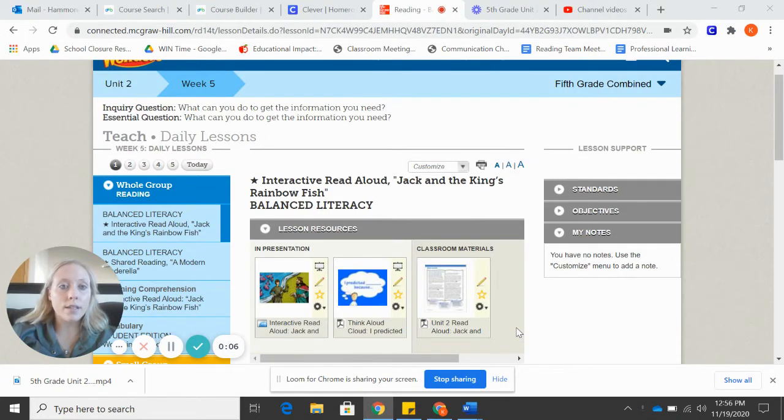Before we start our lesson, let's talk about our inquiry question. What can you do to get the information you need? So while you read your stories for this week, make sure you keep that at the back of your mind.